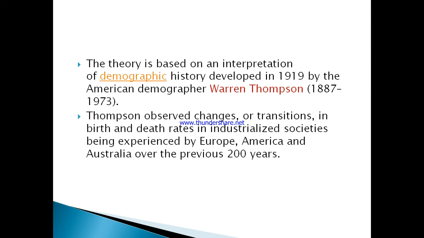This theory is based on an interpretation of demographic history developed in 1919 by the American demographer Warren Thompson. Thompson observed changes or transitions in birth and death rates in industrialized societies being experienced by Europe, America, and Australia over the previous 200 years.